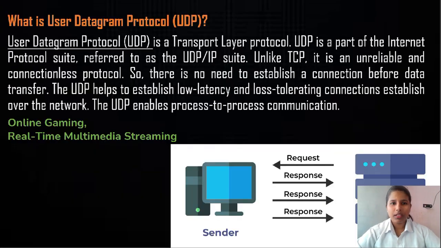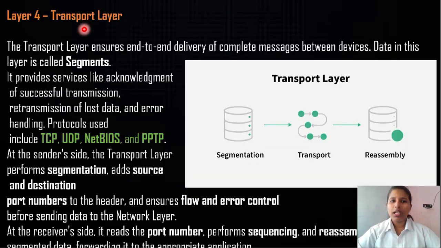Now let's look at what the transport layer is. The transport layer ensures end-to-end delivery of the complete message between devices. Data is segmented, which means the data is divided into very small parts. That is called segmentation. It provides services like acknowledgement of successful transmission, retransmission of lost data, and error handling. The protocols used are TCP, UDP, NetBIOS and PPTP.